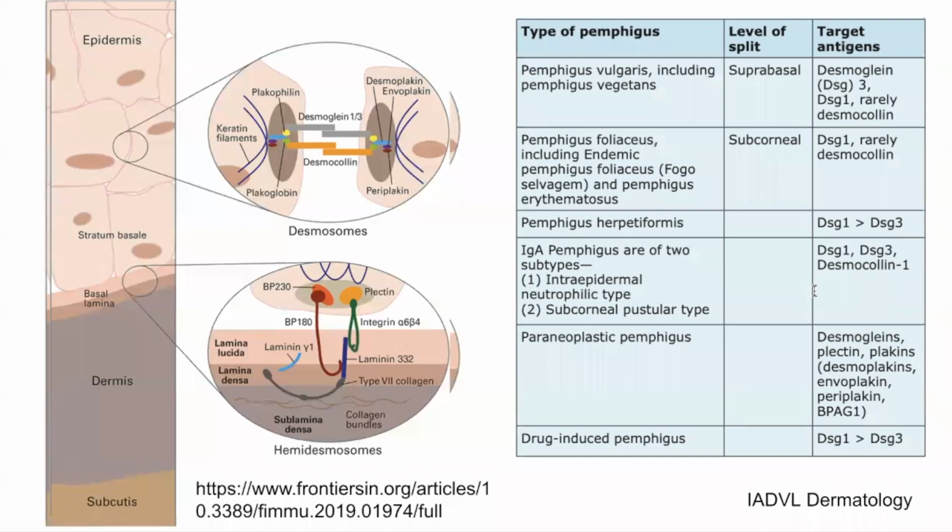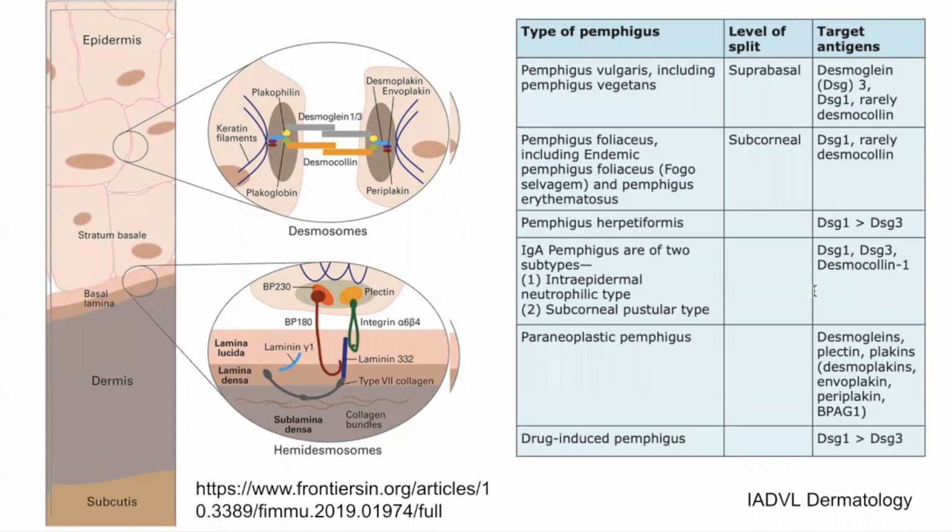This schematic diagram demonstrates the layers of the skin, including the epidermis, the dermal epidermal junction, and the dermis, and there is a zoom up of the adjacent keratinocytes as well as the basement membrane layer to demonstrate the molecules which act to allow these keratinocytes to join with each other.